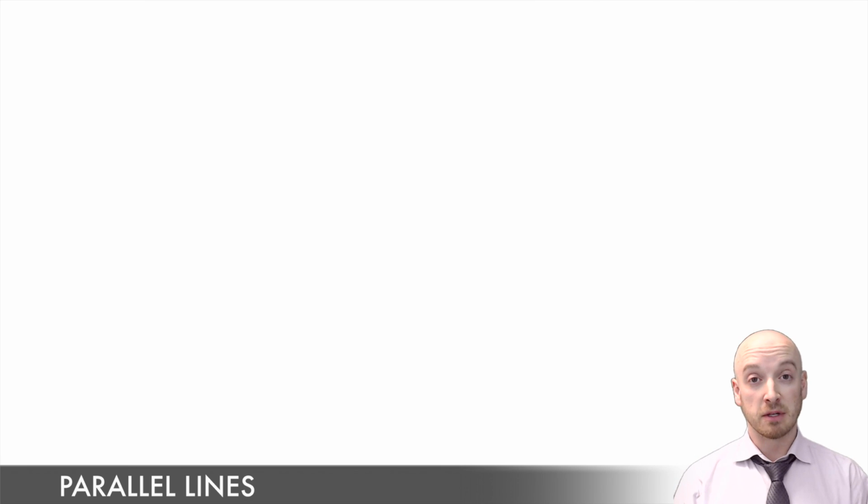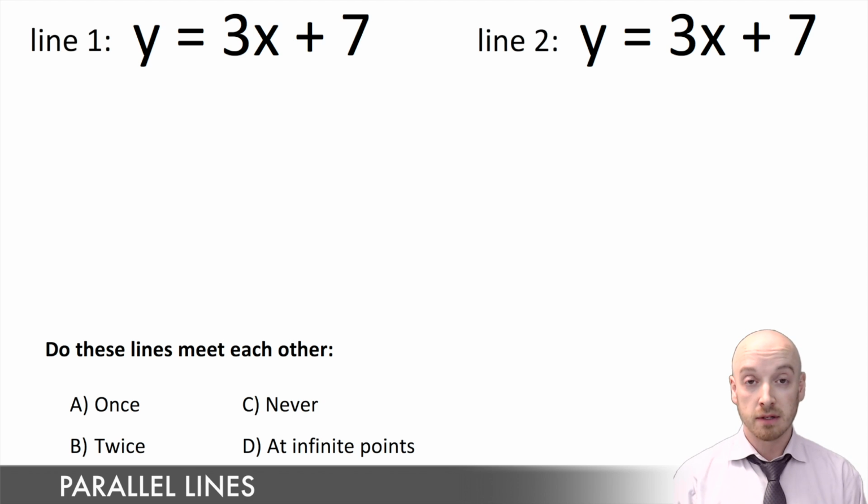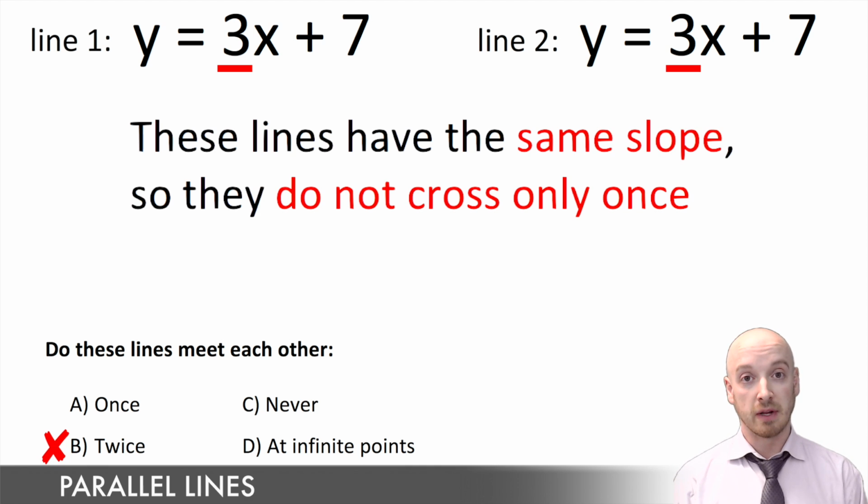Now this concept is important for you to understand because it's pretty common that on an exam they're going to ask you about two lines. They're going to give you two equations and they're going to ask you, do these two lines cross once, twice, never, or do they cross at infinite points on the graph? Now you've got to consider the two equations to be able to answer the question. And to answer this question, you could eliminate the answer twice right away. No two straight lines are ever going to cross twice. But most lines do cross once and only once.